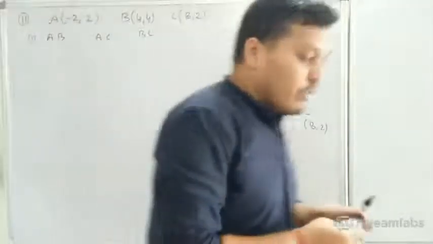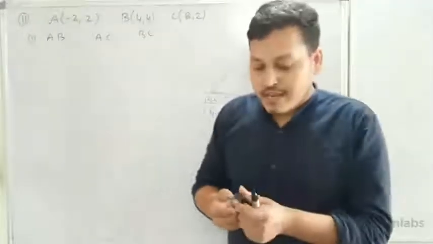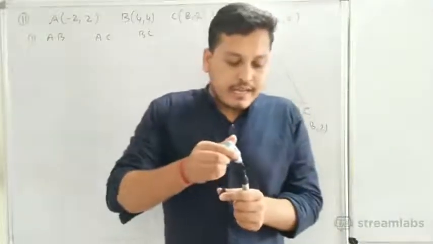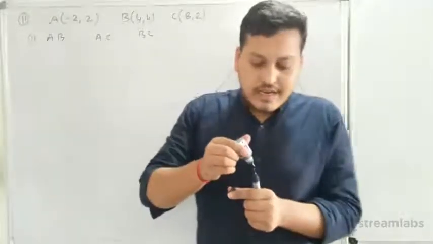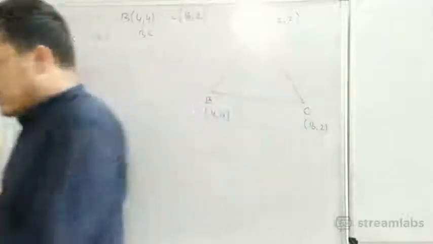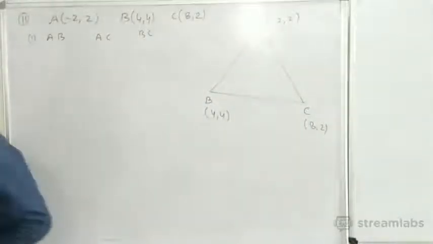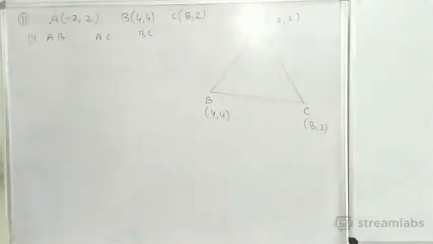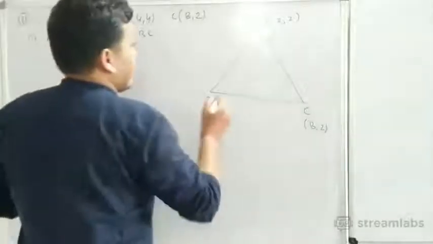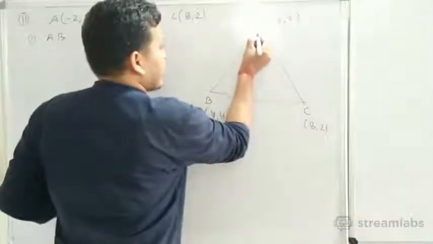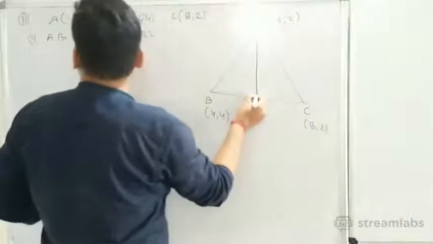And as you know, what is the median? A median is a line which divides the triangle into two equal parts, and it also divides the base into two equal parts. Okay, so first is AB. From the vertex A, median A.